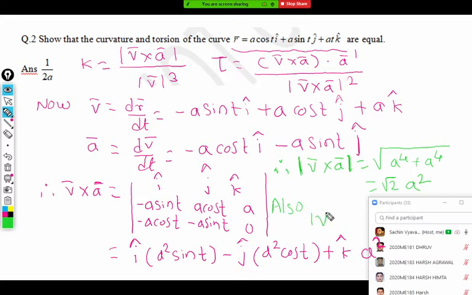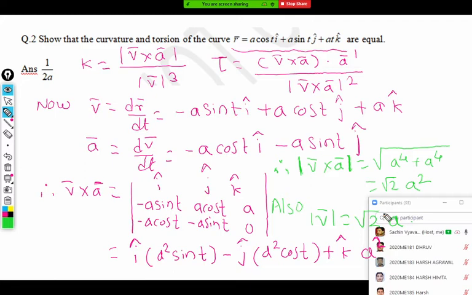Also, we require the magnitude of V. The magnitude of V we will calculate with this formula: a square sin square t plus a square cos square t plus a square. It is similar to that only, and we get root 2 a. So we got the magnitude of V cross A, and we got the magnitude of V.